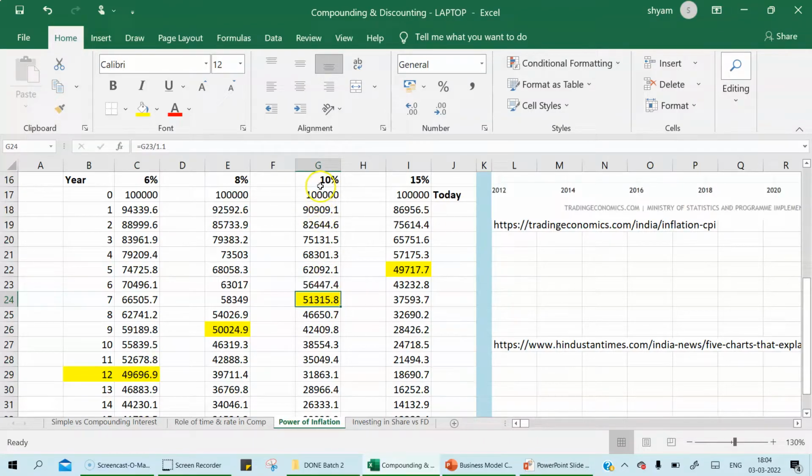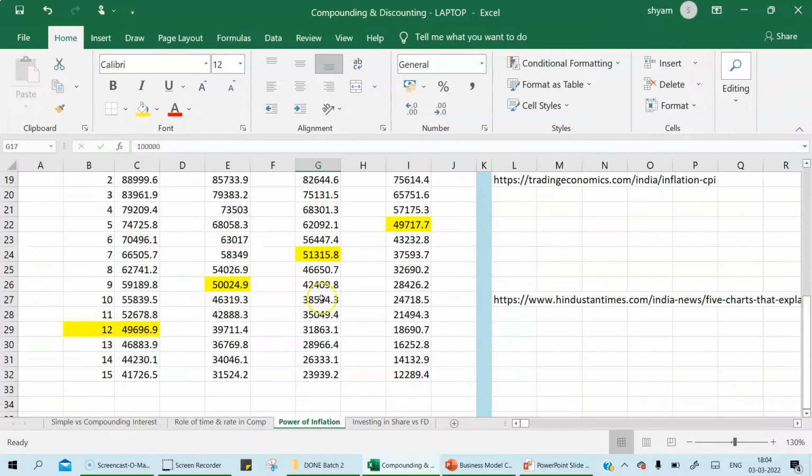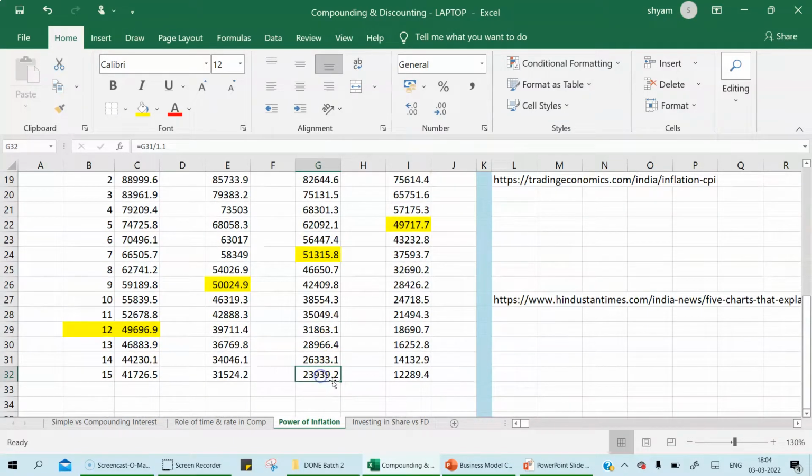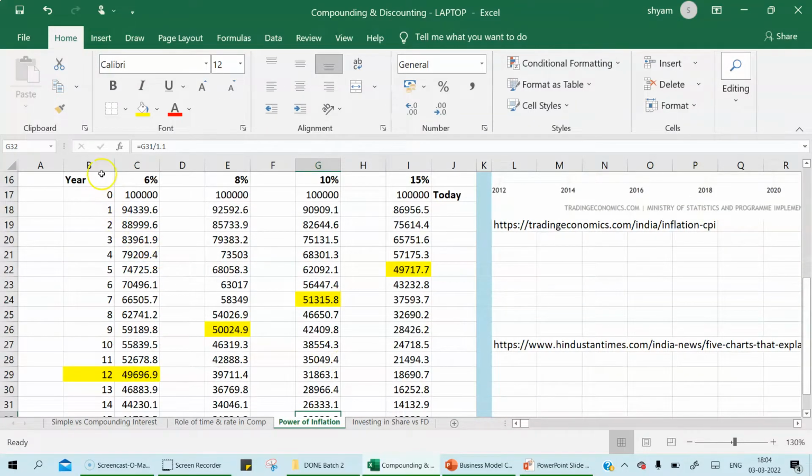So if someone promises that they will return 1 lakh to you after 15 years, that means the 1 lakh they give after 15 years is just worth 23,000 rupees. So whenever you have schemes like this, insurance schemes, where they promise that they will pay 20 lakh rupees in 15 years' time, we'll see how that works.